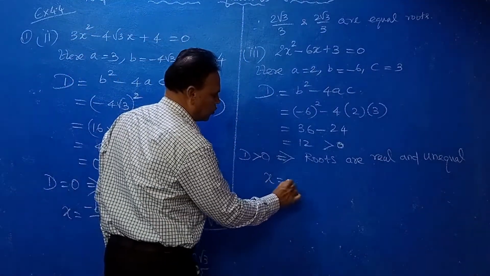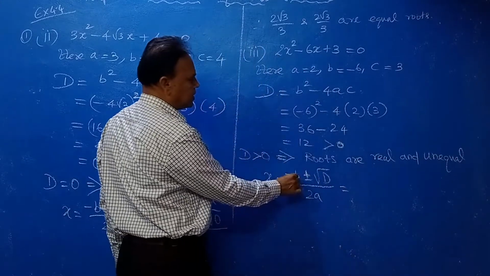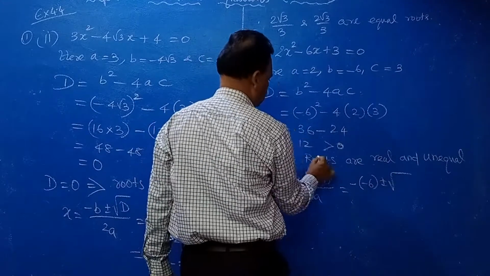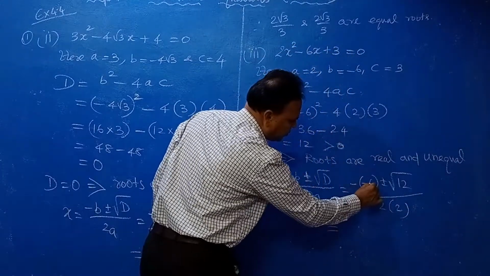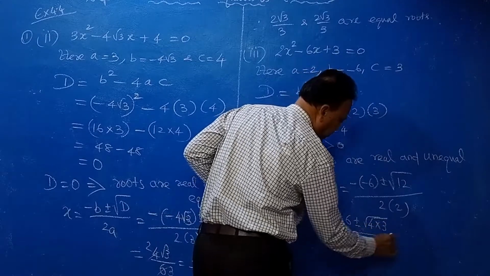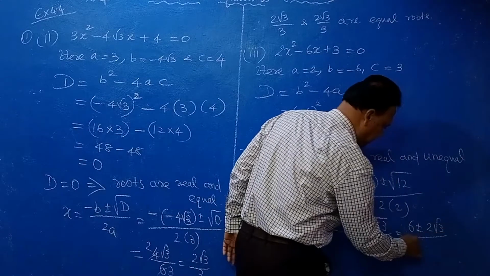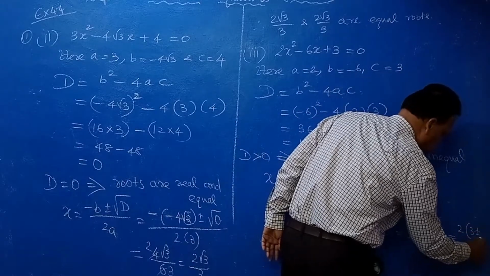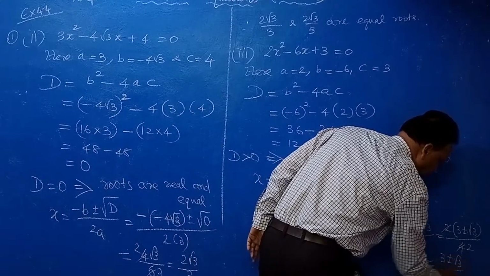Therefore, you have to find the x value. So, x equals minus b plus or minus root over D by 2a. Now, replace it. What is b? Minus of minus 6 plus or minus root over 12 by 2 into 2. So that is equal to 6 plus or minus root 12, how will you write it? 4 into 3, by 4. You should know how to split. Root 4 is 2, then root 3 you write as it is, by 4. Now again here 2 is common. Taking 2 common, 3 times will go, so 3 plus or minus root 3 by 2.